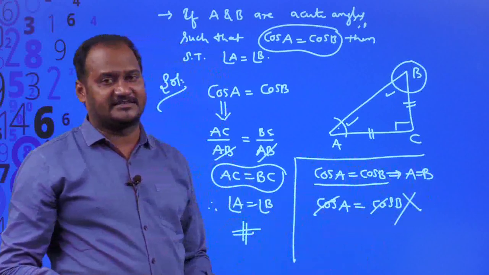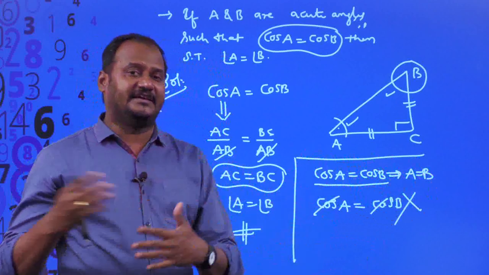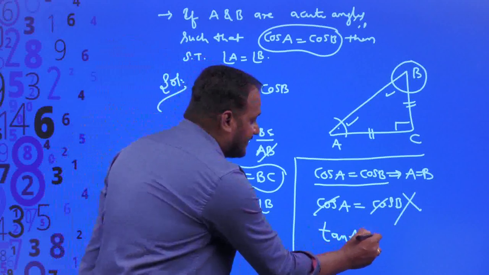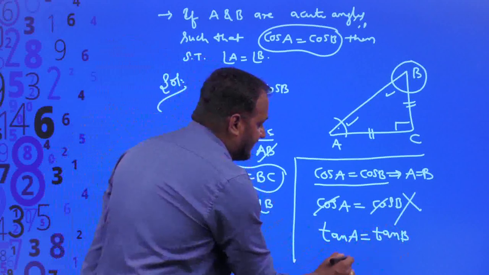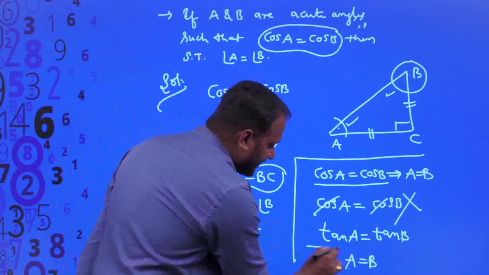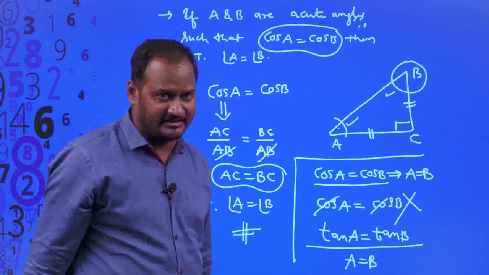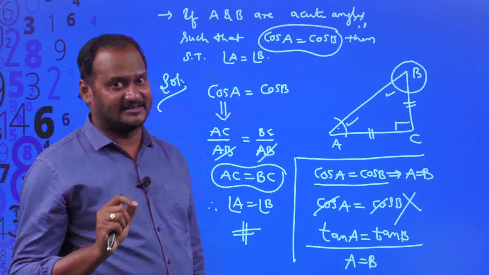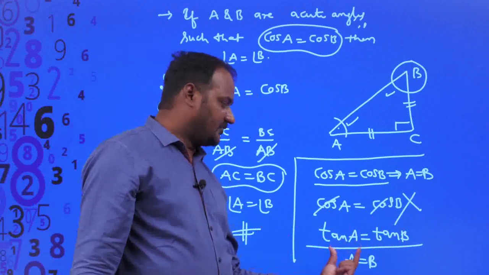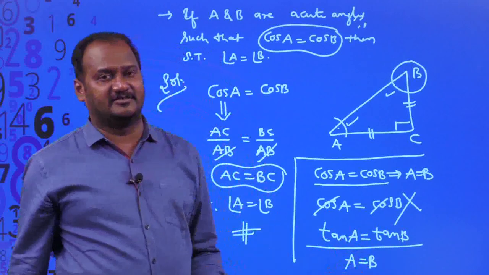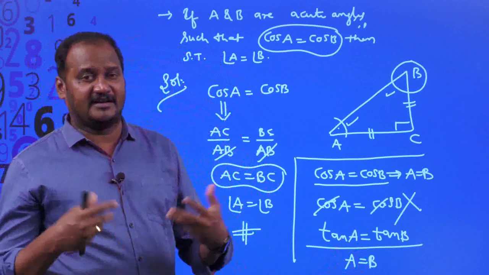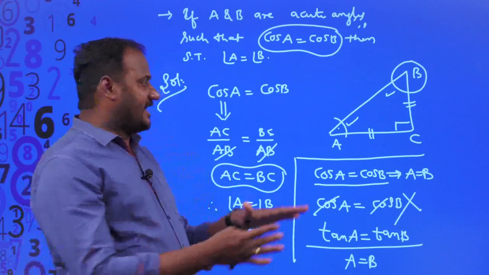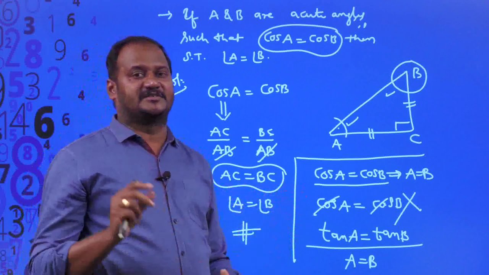This is not only true for cos, it is applicable for any other trigonometric ratio. For example, if I say tan A is equal to tan B, then I can say that A is equal to B. It means if two trigonometric ratios are equal at two different angles, then they are not different angles, they are the same angle, right? So if tan A is equal to tan B, sin A is equal to sin B, or cos A is equal to cos B, we can say that A is equal to B. Of course, they may look like different angles, but as per our 10th class knowledge, those two angles must be the same.